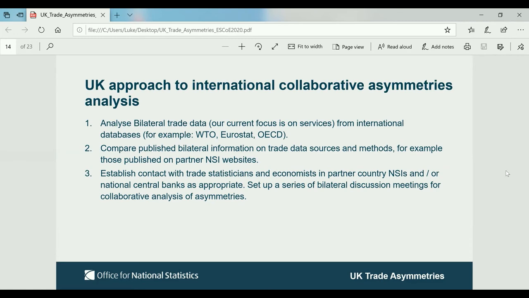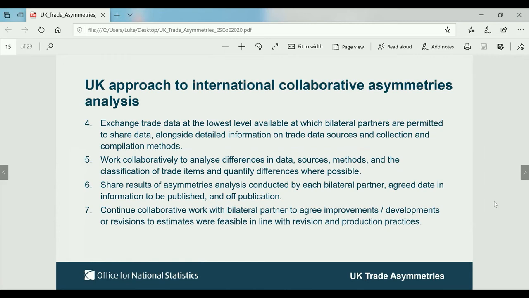We then establish contact with trade statisticians and economists in partner country institutions or central banks as appropriate, and then look to set up a series of bilateral conversations really to analyze asymmetries. We use these to seek to exchange trade data at the lowest level available at which we can both share data, alongside more detailed information on trade data sources, collection and compilation methods. We then work collaboratively to analyze these differences, again, sources, methods, and also the classification of trade items, and try and quantify these differences where possible.